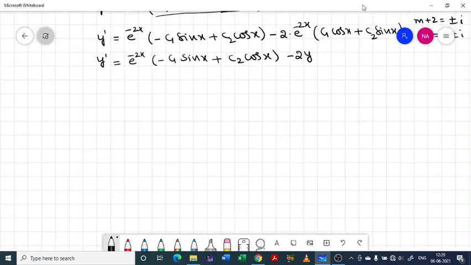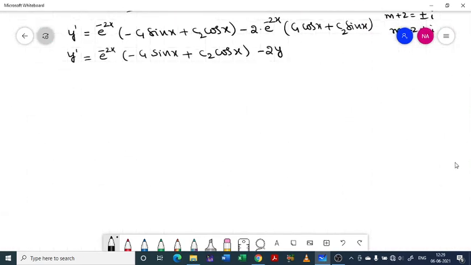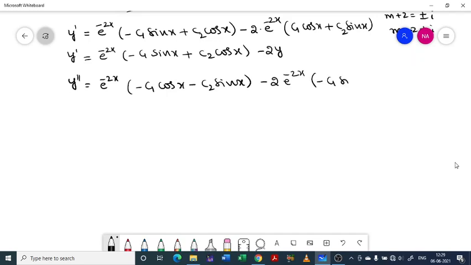Similarly, you have to find the second derivative. Second derivative, y double dash, you can check this, y double dash will actually be e power minus 2x into minus c1 cos x minus c2 sin x minus 2 into e power minus 2x times minus c1 sin x plus c2 cos x minus 2y dash.